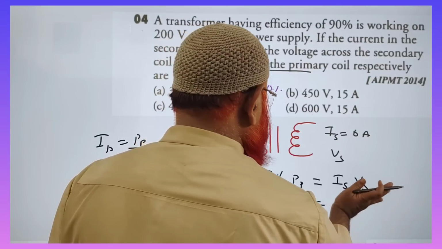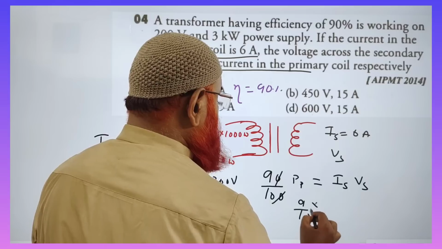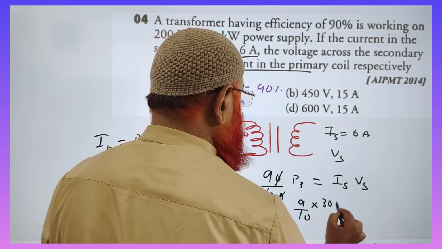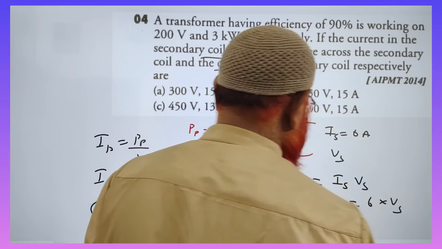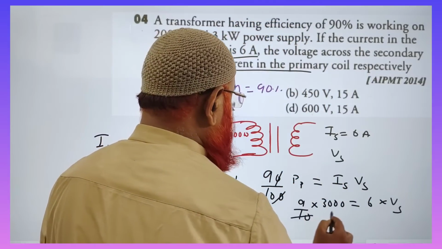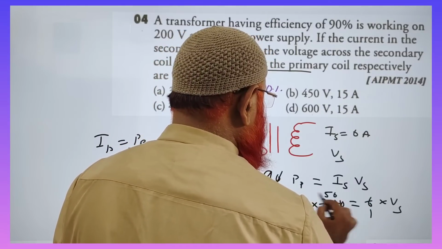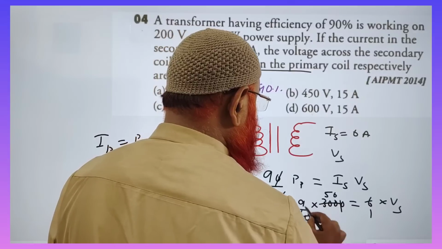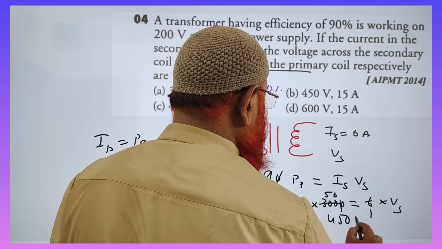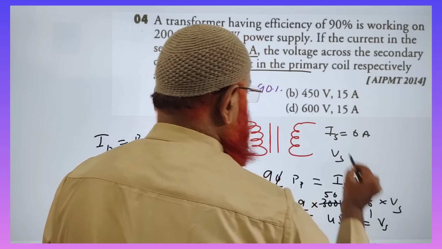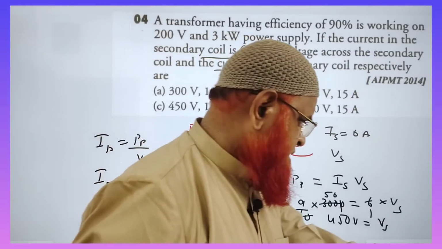So what do we have to find out? VS, okay. So 9 by 10 into power at the primary, 3000, is equal to 6 into VS. One zero cancels here. 6 1s are 6, 5s are 30, 9 5s are 45. So 450 volts is the secondary voltage. So this is the correct option, option B. Is it clear?